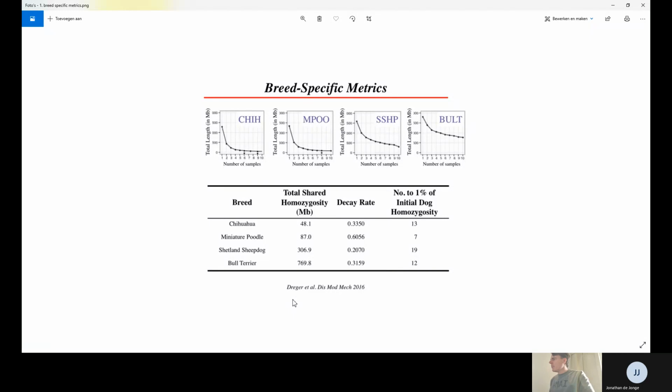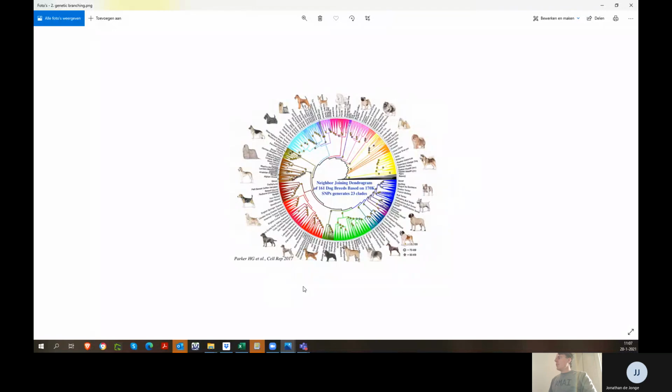See if I can go to the... I have to go to the next photo. It gives you... Let's reshare again. It gives you insight into the diversity in the dog world. So here it is. Now it is what I wanted to show.